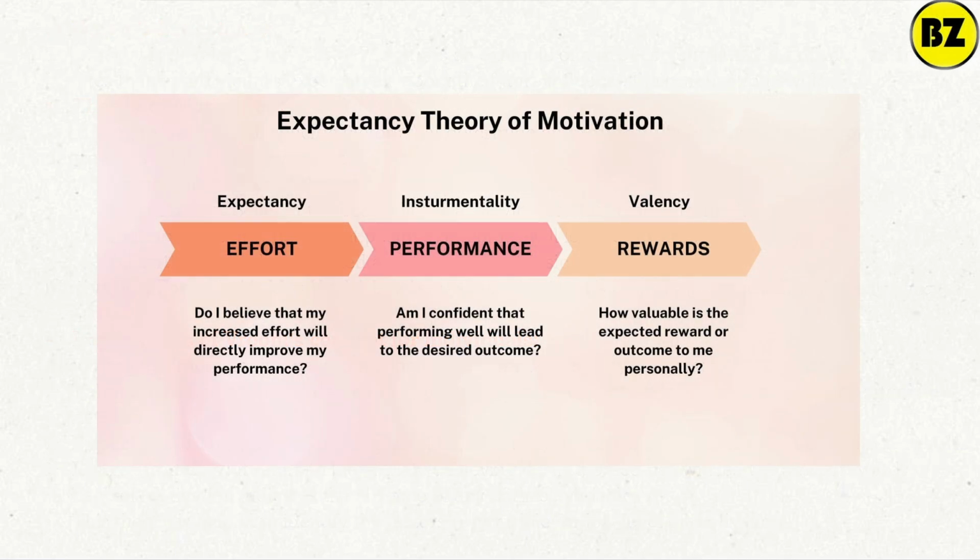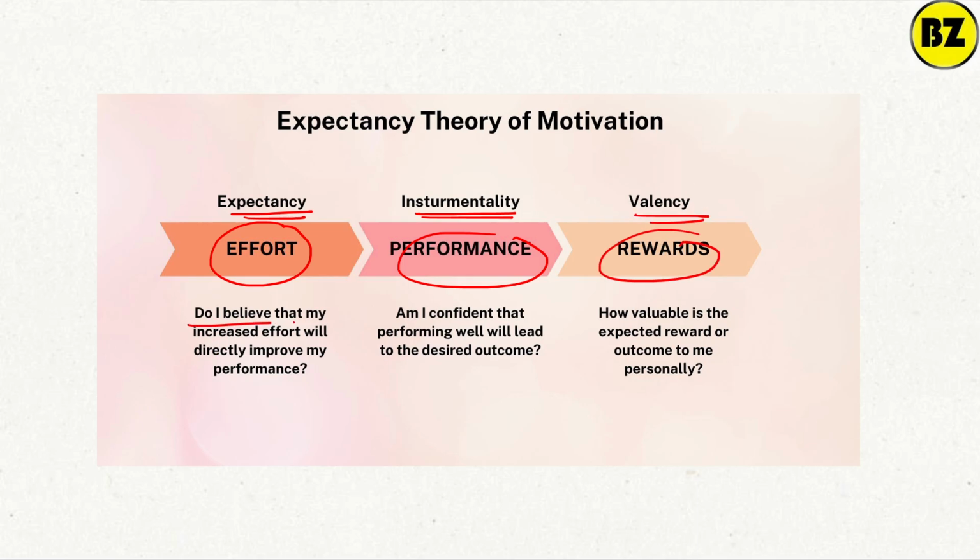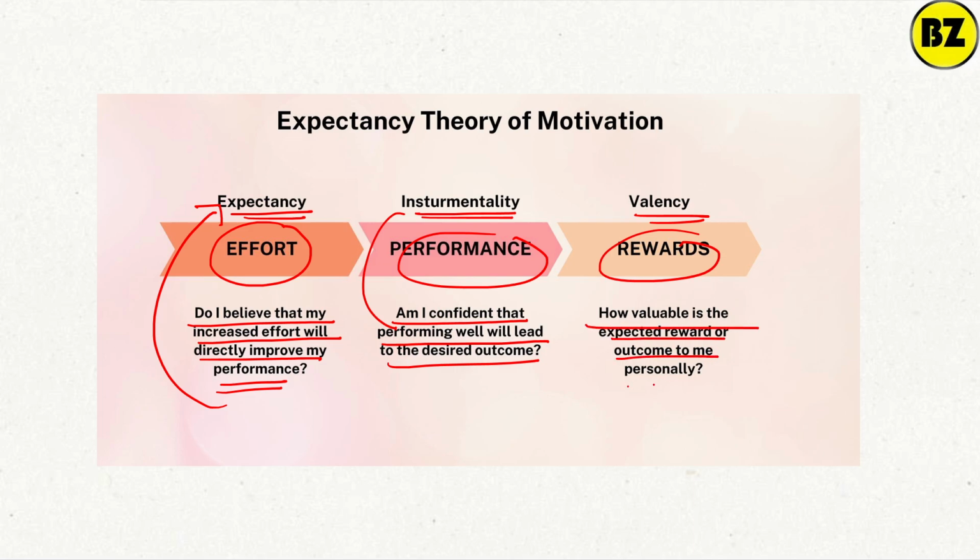Now see here, you will get a better idea about Vroom's expectancy theory of motivation. So see, expectancy means what? Simply the effort you are putting. Instrumentality means with respect to the performance, and the valency is nothing but rewards. So see, do I believe that my increased effort will directly improve my performance? This is what the expectancy. Am I confident that the performing will lead to the desired outcome? This is the instrumentality. And how valuable is the expected reward or outcome to me personally, right? This is what the valency.